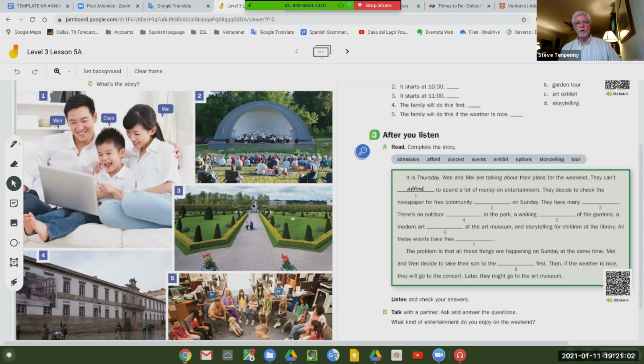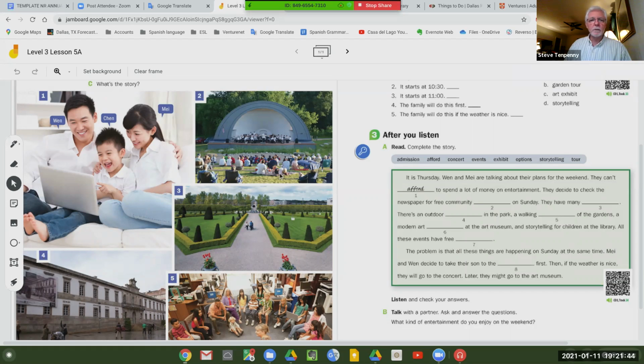Now, so that you can think about what they're doing, they're actually looking on their computer for things that they can do during their weekend. So many people don't work on Saturdays and Sundays. I know a lot of people have to work on those days, but they don't work on Saturday and Sunday, so they want to find something that they can go do as a family. So that's what these pictures are about.